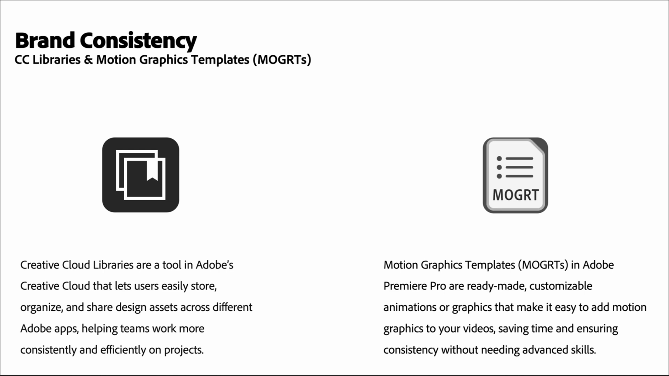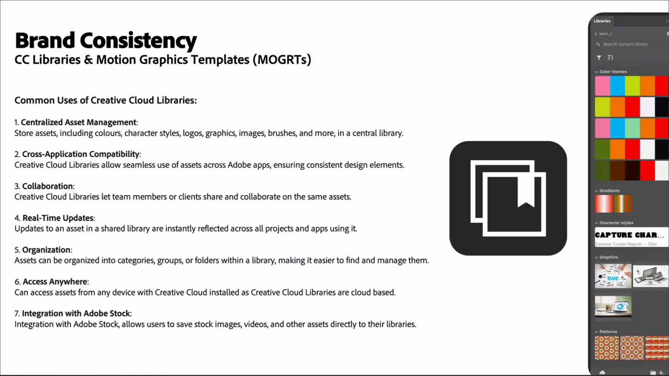And then motion graphics templates in Adobe Premiere Pro are ready made. They're customizable. This ultimately saves time and ensures brand consistency. So let's break it down. Creative Cloud Libraries has about 7 key pillars here, right? So literally, first of all, it is a centralized asset management tool. And it allows you to store assets, things like colors, character styles, logos, graphics, images. This can all be stored in one centralized location, that being a library.